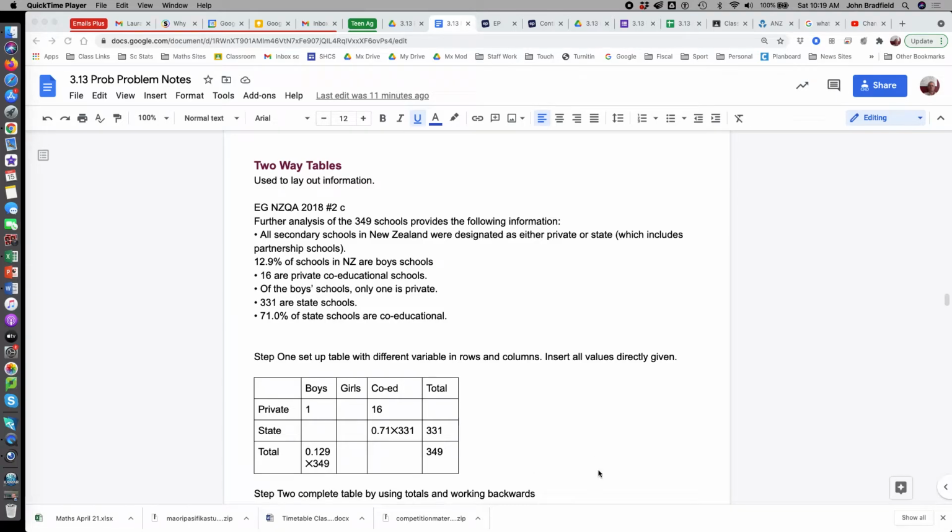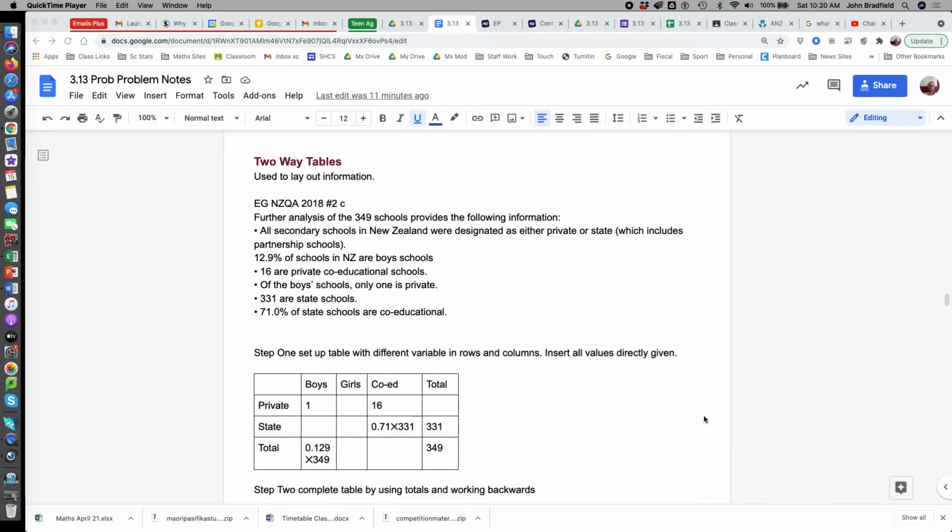Two-way tables. There's not a whole lot that comes up new at this level, but they do make them a little more complicated to get started on. So I've used an NZQA example from 2018. It's about schools, whether they're private or state, girls, boys or co-ed. They give a bit of information, and often it's the getting started that's the tricky part. So they give that bit of information here.